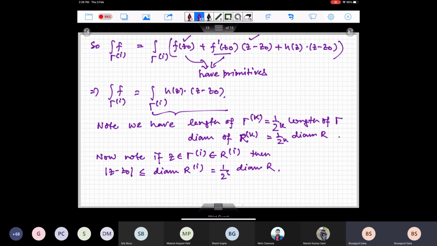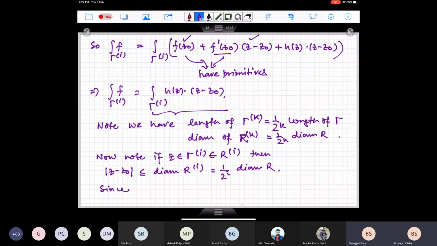So therefore, the distance between these two quantities, z and z naught, in absolute value is less than or equal to 1 upon 2 power i diameter of R. Fine, all good.